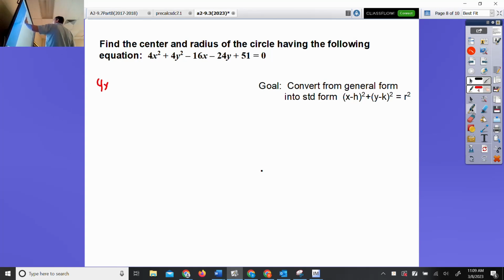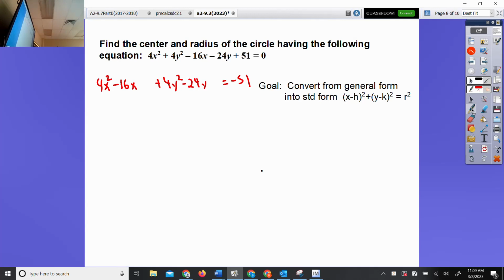So I'm going to take my x squareds and my x's and make them best friends. I'm going to take my y squareds, which are positive, and my y's and make them best friends. And every one of them hates 51, so we're just going to move it to the right. What happens if you jump equality? Your sign changes, right?